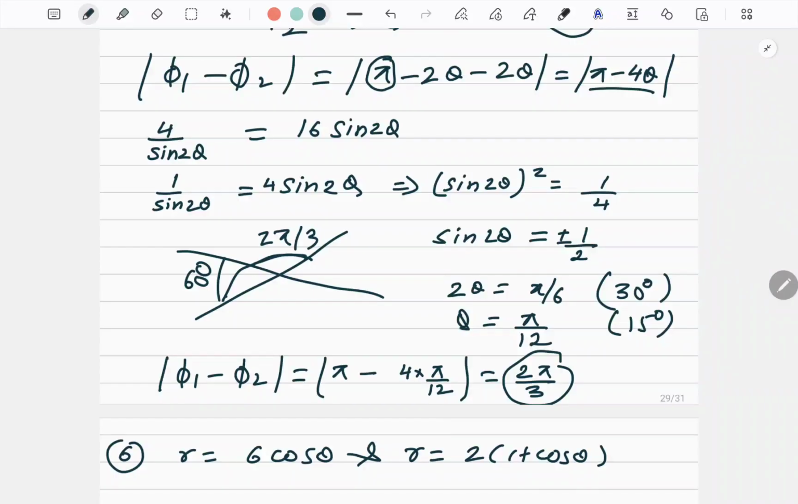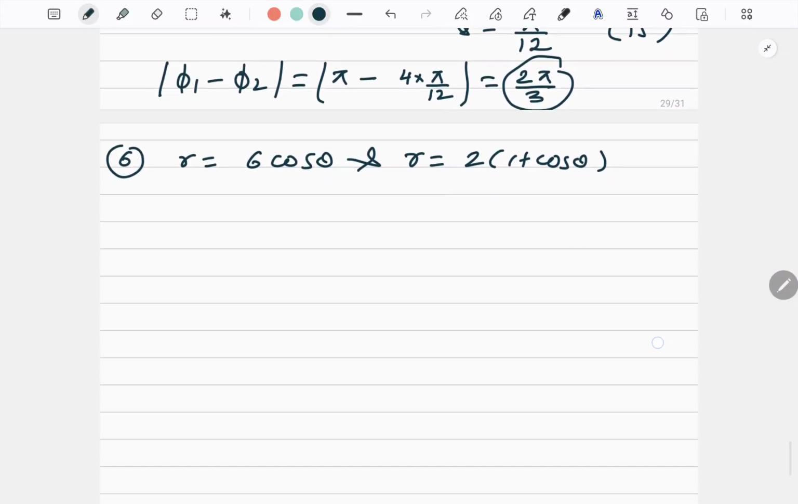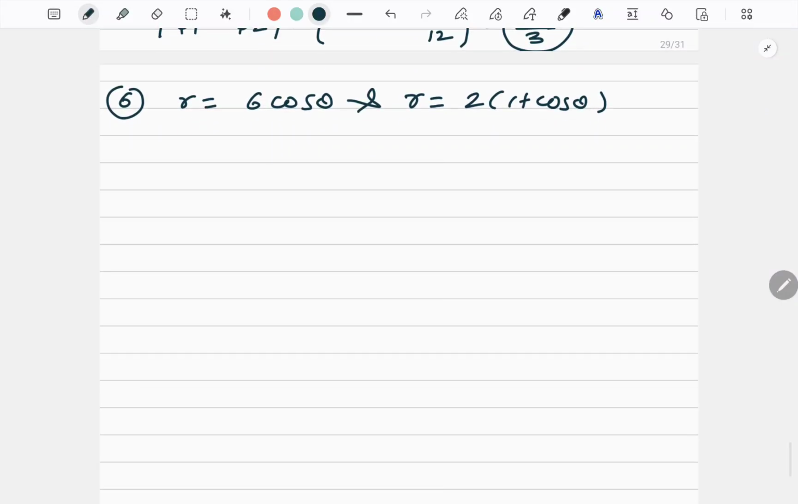So both answers are correct. If you write 60, that is also correct. If you write 2 pi by 3, that is also correct. 4 pi by 3 is also a correct answer. Okay, let's move to the next question. So don't get confused if you see a different answer here. Now let us come to this one.